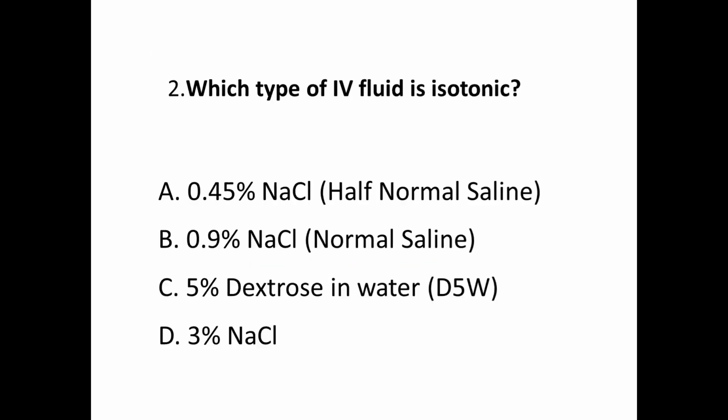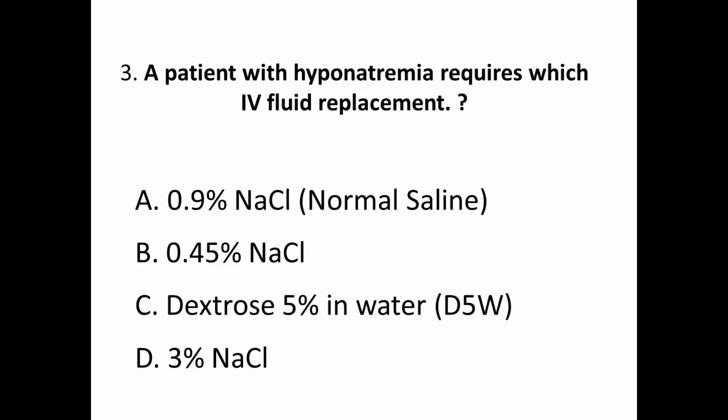Question number 2, what type of IV fluid is isotonic? A, 0.5% of sodium chloride, B, 0.9% of sodium chloride, C, 5% dextrose in water, or D, 3% of sodium chloride. And the answer is B, 0.9% of sodium chloride or normal saline.